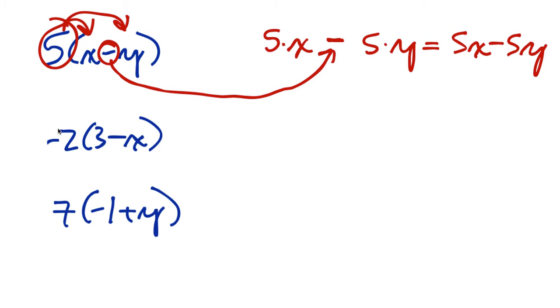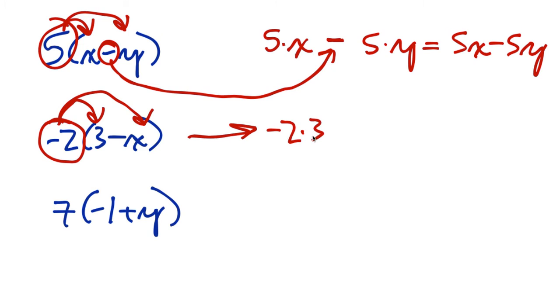Let's do a couple more examples here. With this negative 2, you've got to be careful because we have that negative sign in front of the 2 that we're going to have to distribute when we multiply by the 3 and the x. So this is going to become negative 2 times 3 and then negative 2 times x. Now notice here we have this negative symbol between the 3 and the x. We're still going to keep that there.